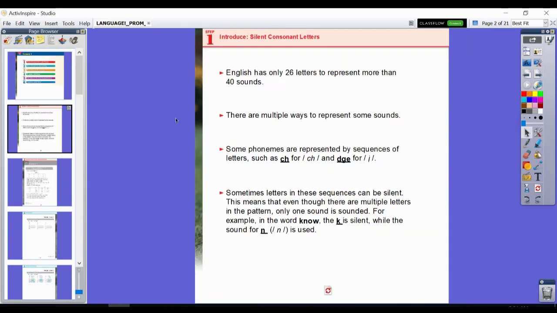Let's review first. English has only 26 letters to represent more than 40 different sounds. There are multiple ways to represent some sounds. Some phonemes are represented by sequences of letters, such as CH for ch and DGE for j. Sometimes letters in these sequences can be silent. This means that even though there are multiple letters in the pattern, only one sound is sounded. For example, in the word know, the K is silent, while the sound for N is used.